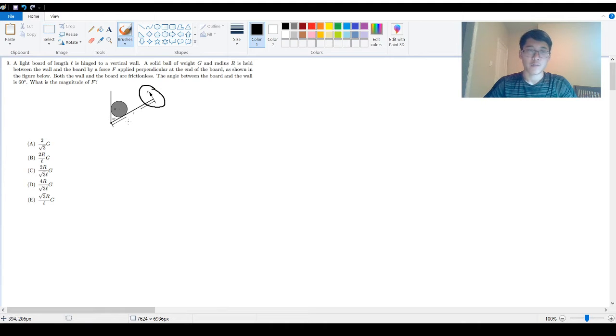So how we begin is we start to try to balance the torque on this guy right here, because obviously there's a torque right here, but there has to be a torque caused by the normal force of this ball. Okay, so our first goal should be to find the normal force caused by the ball on this length L board. And how we do that is we have to look at the geometry of this shape.